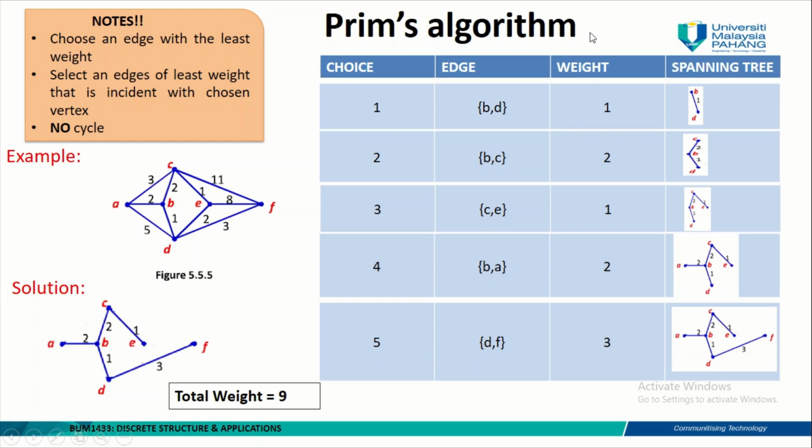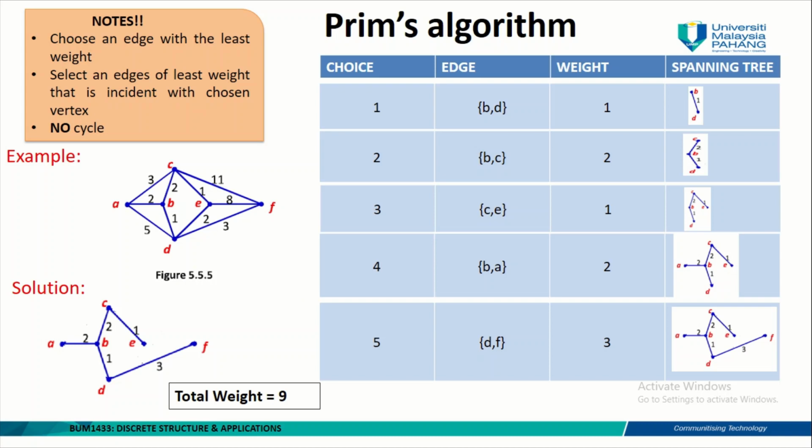We need to total all the wedge in the table. So we have the total wedge equal to 9. So this is the shape of our spanning tree. If you choose a different choice of the edges, you can have a different shape of the spanning tree, but you can still have the same total wedge, which is 9. Alright.